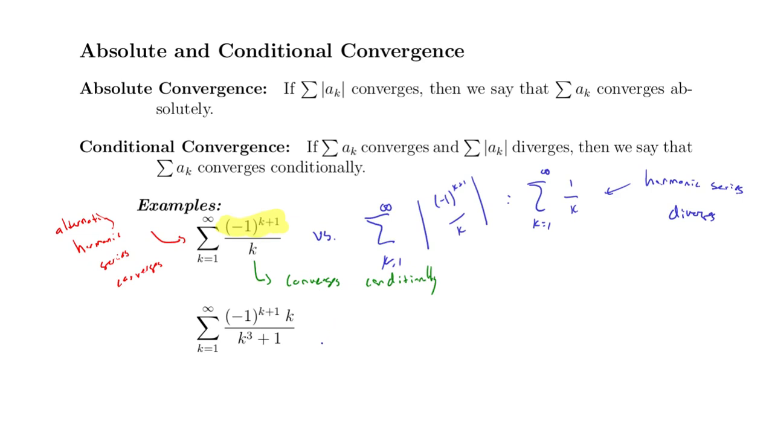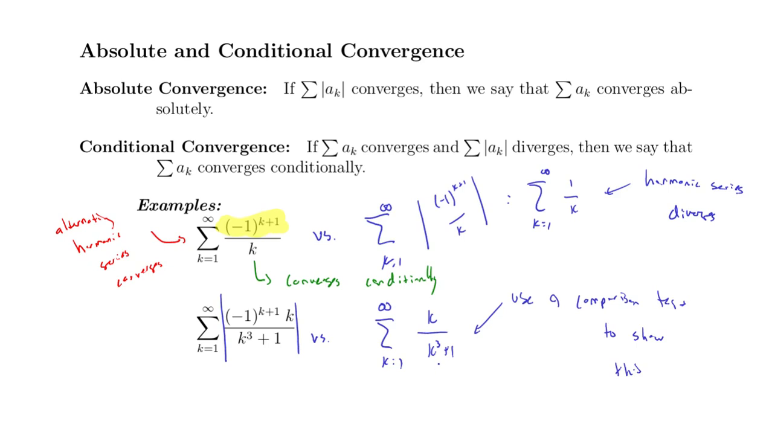We can compare that to this one. And for this one, let's look at the absolute value of these terms. You'll notice that that's only going to impact that exponential. So we've got k over k cubed plus 1. I'm not going to do the work for you on this, but I'm going to give you a hint. Use a comparison test to show that this series, the k over k cubed plus 1, converges. I'll give you an even bigger hint. You're going to compare to 1 over k squared.